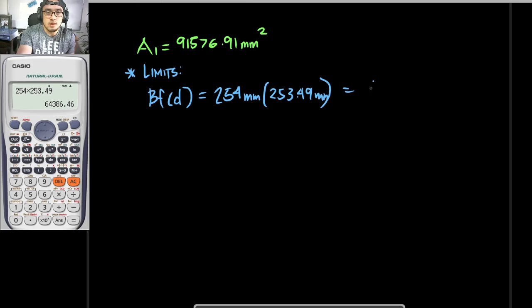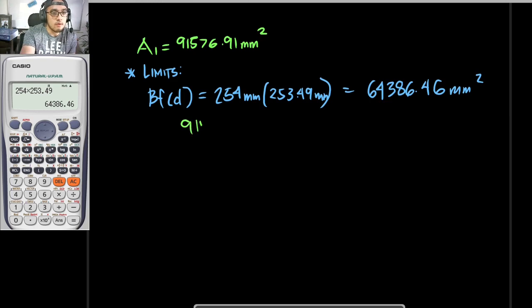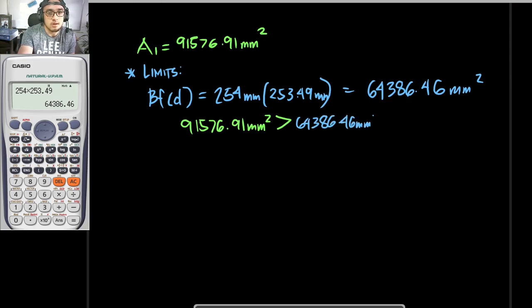So, 64,386.46 millimeter squared. So, the value of our A1 is 91576.91 millimeter squared. This is to be greater than our value here, 64,386.46 millimeter squared. So, if we are to check that, check. So, pasok tayo sa limit na yan.